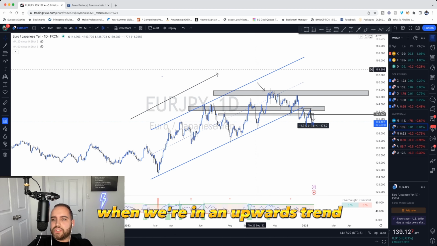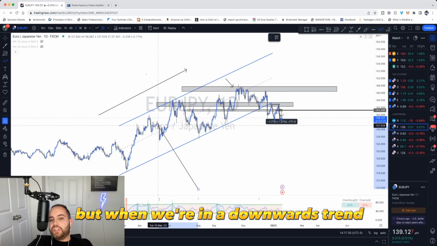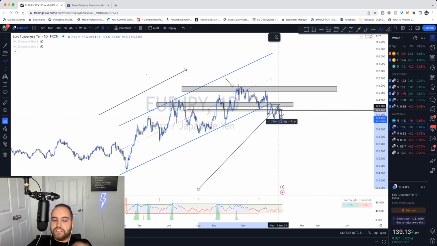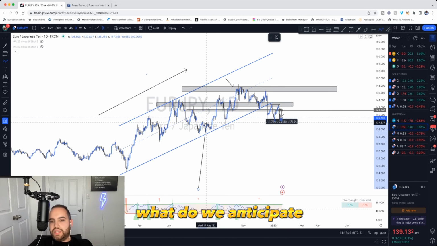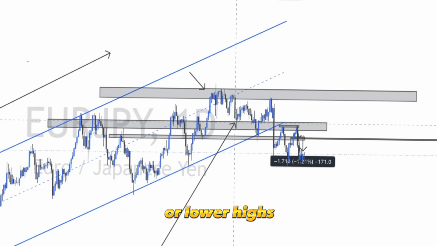When we're in an upwards trend, what do we look for? We look for higher highs and higher lows, right? But when we're in a downwards trend, what do we look for? We look for lower highs and lower lows, lower highs, lower lows, etc. Right? Perfect. When we're ranging, what do we anticipate? Well, price is just going to range sideways. It's not going to be creating higher highs or higher lows, or lower highs or lower lows.